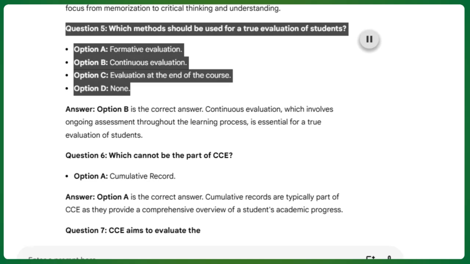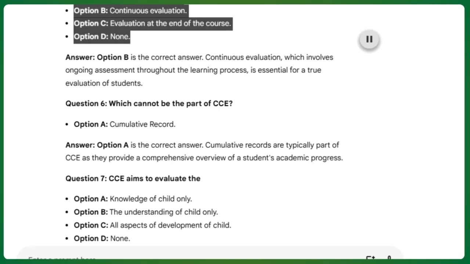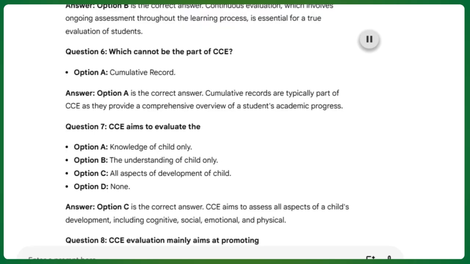Question 6. Which cannot be the part of CCE? Option A. Cumulative record. Answer. Option A is the correct answer. Cumulative records are typically part of CCE as they provide a comprehensive overview of a student's academic progress.